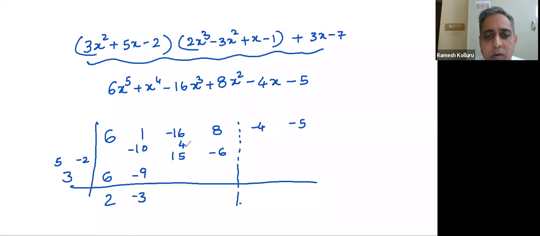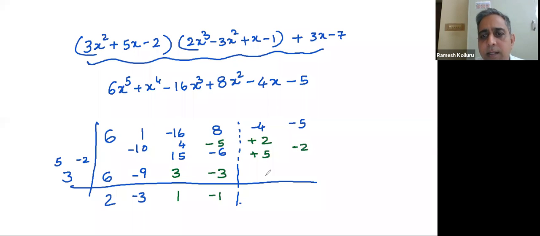Right? Now 15 plus 4, 20. 19 minus 16 is 3. So 3 ones are 3. 1 into 5, minus 5. 1 into 2, plus 2. So minus 11 plus 8 is minus 3. So 3 minus 1s are minus 3, plus 5 minus 2. So 7 minus 4 is 3x, plus minus 7.